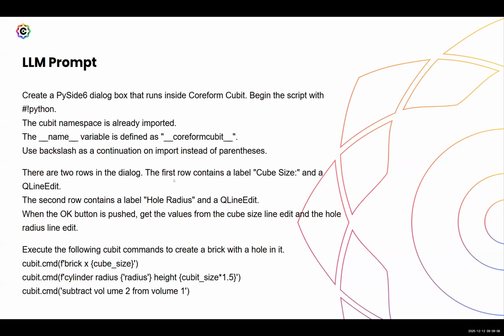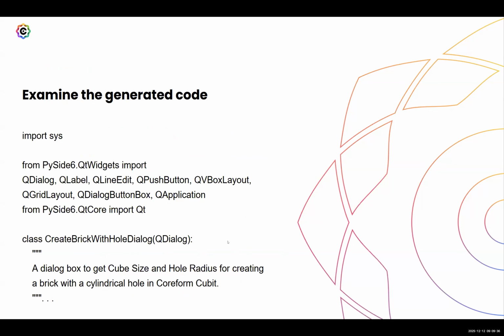Then I tell it what I want my dialog to look like. The first row contains a label and a QLineEdit. The second row contains a label and a QLineEdit. When the OK button is pushed, get the values from those line edits, and then execute the following Cubit commands. So I push that off to my LLM, and I get the code back.